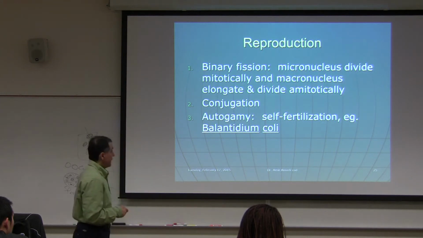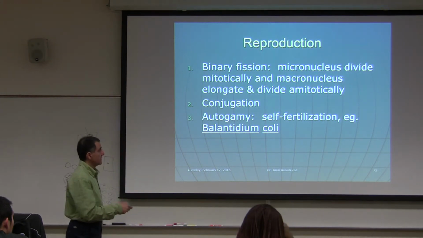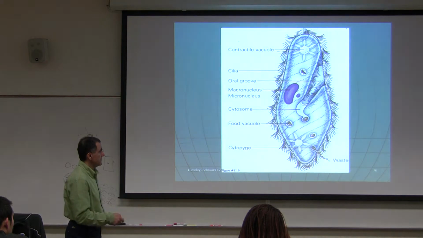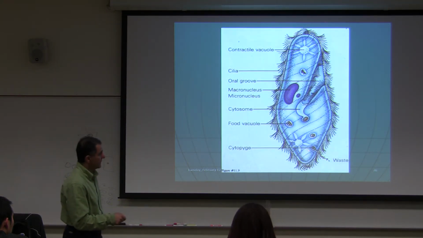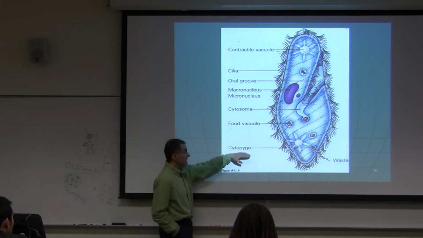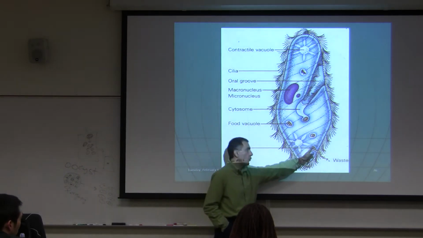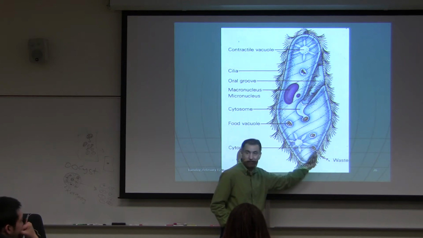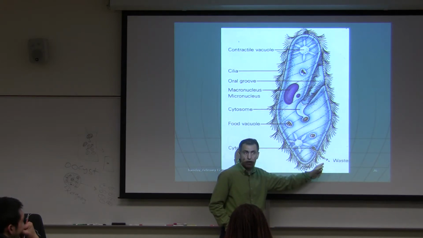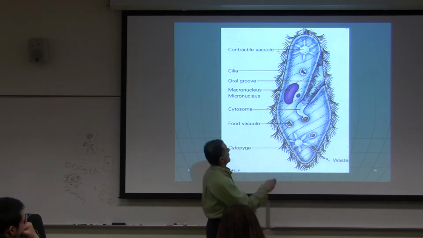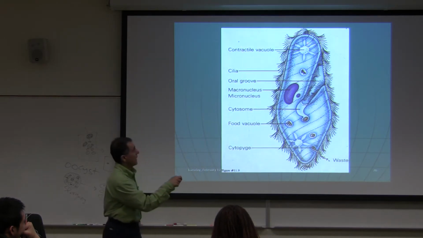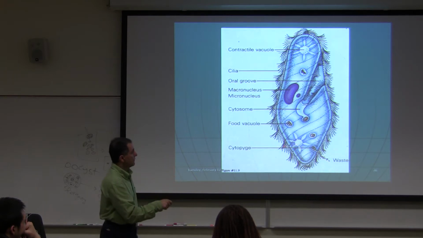Gamete. And other organisms could be Balantidium coli. Here are the cilia outside, a picture of it. This is the cytoproct, or cytopyge. Another name for cytoproct is cytopyge, where the solid waste gets out. The liquid gets out by the contractile vacuole and ampulla. There are two of them.